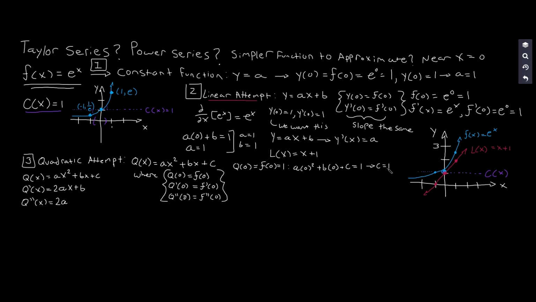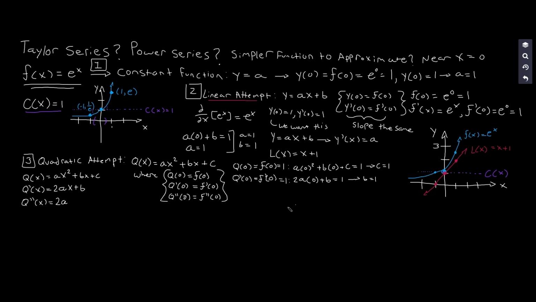And then for the first derivative, q prime of 0 equals f prime of 0. This equals 1, and then I think it's 2 times a times 0 plus b equals 1, which means that b equals 1.